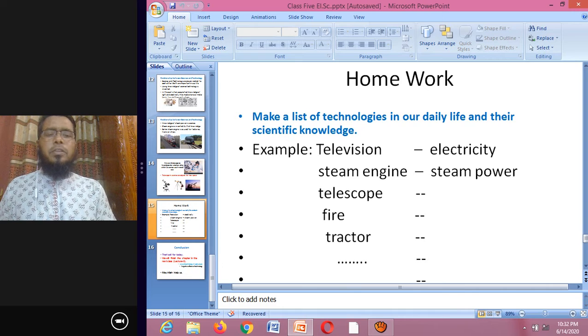Telescope is a technology; think about what it has come from. Fire is a technology; think about what it has come from. Tractor is a technology. And what technologies do we notice in our day-to-day life? This is the homework of our students. You will find out in my next lecture. I will discuss these questions and conclude in the next one.